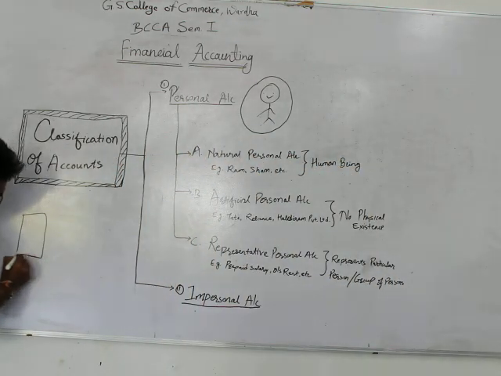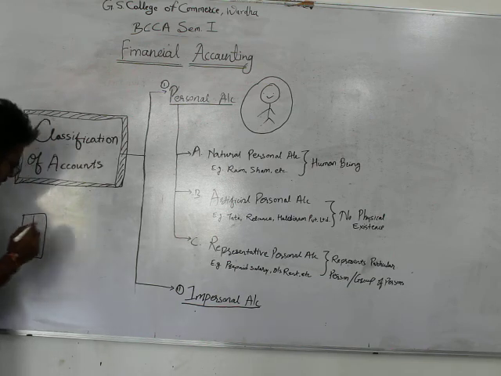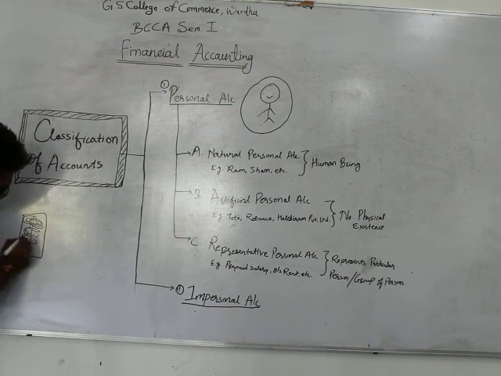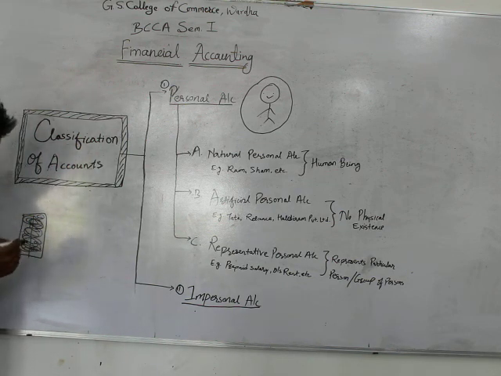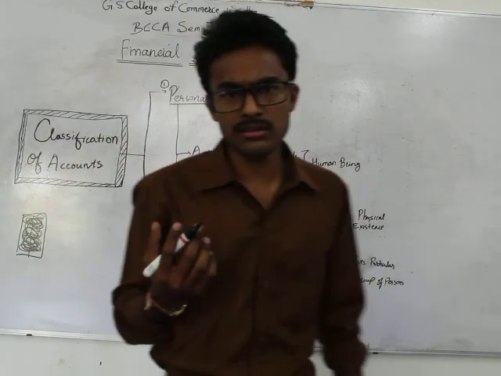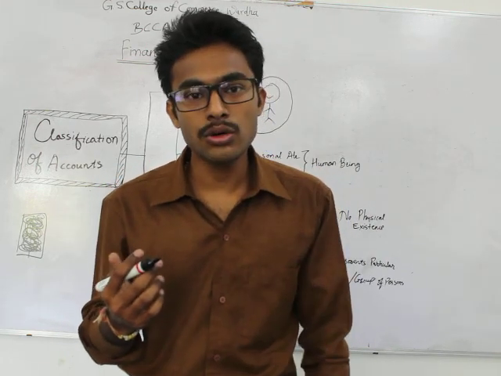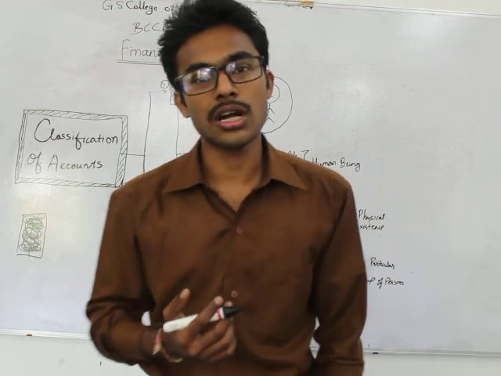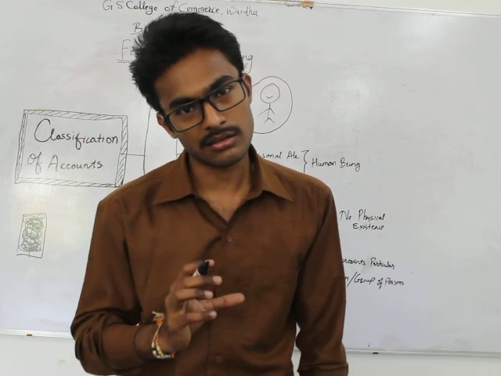See, that almirah was full of clothes, all t-shirts, sarees, pants and socks, and all items, jewelries were not organized. Hence, that almirah was like a hodgepodge. And what I have suggested to that friend is to classify, to organize your accounts, organize your transactions, to get things in a particular manner.